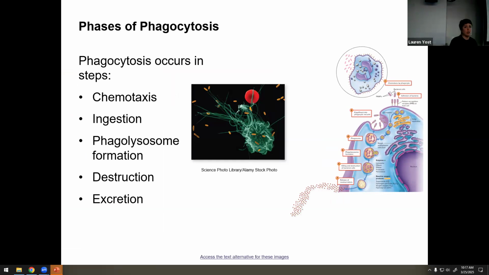So phagocytosis: phago, eating; cytosis, cells are doing the eating, right? We have the steps in phagocytosis. The first one is chemotaxis. We've mentioned this concept previously when we were learning about Unit 1. Chemotaxis is chemical taxis, movement. We're moving in response to chemical signals in the body.